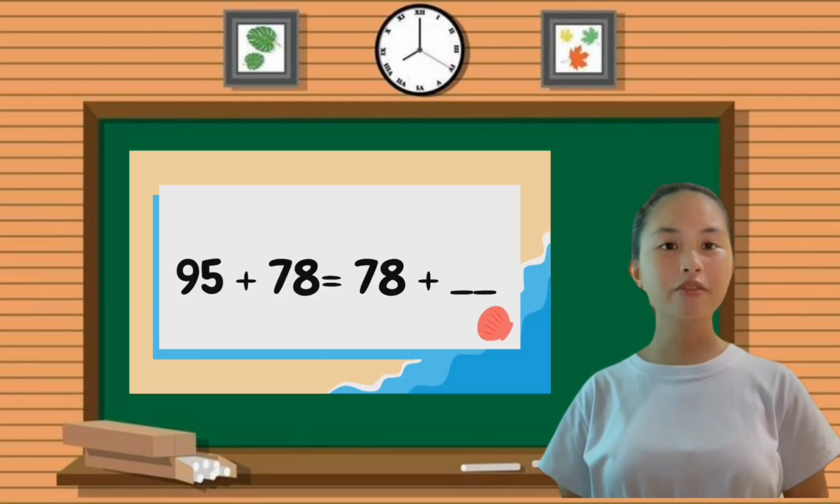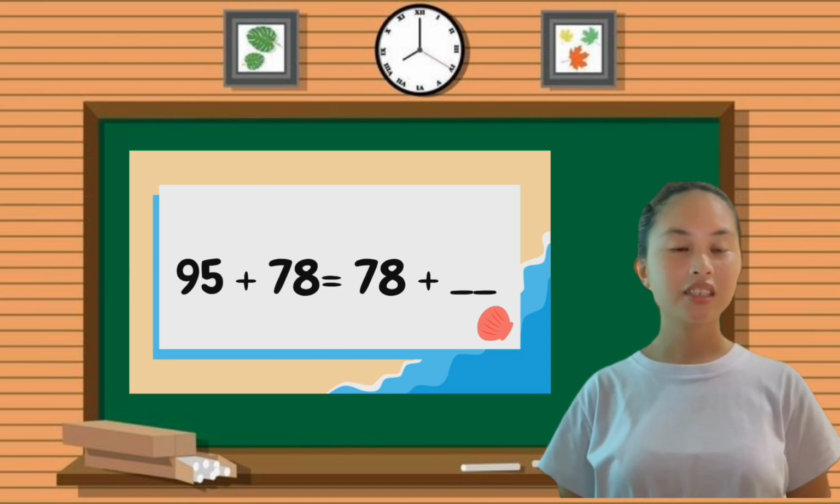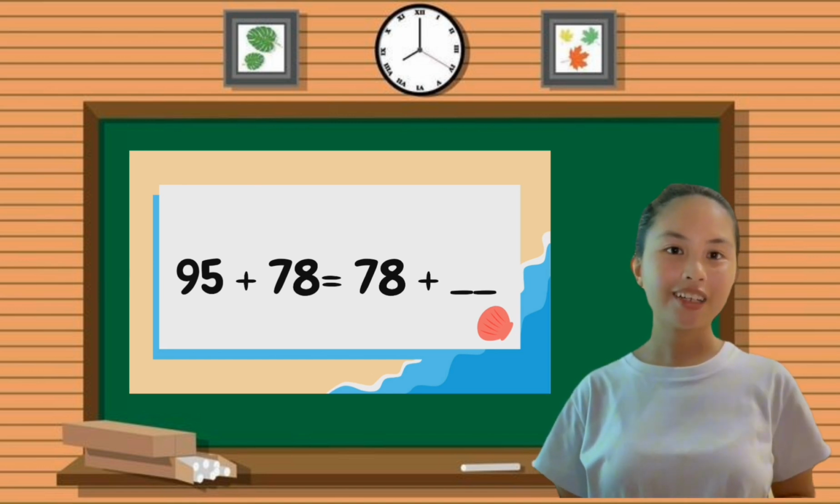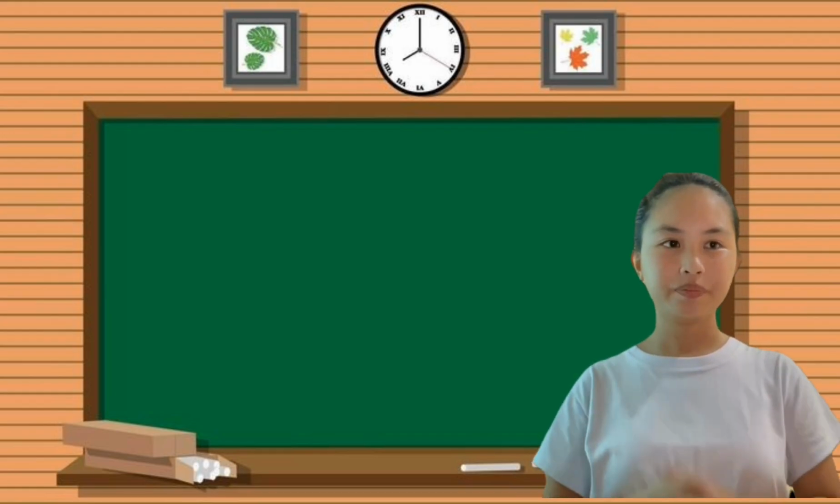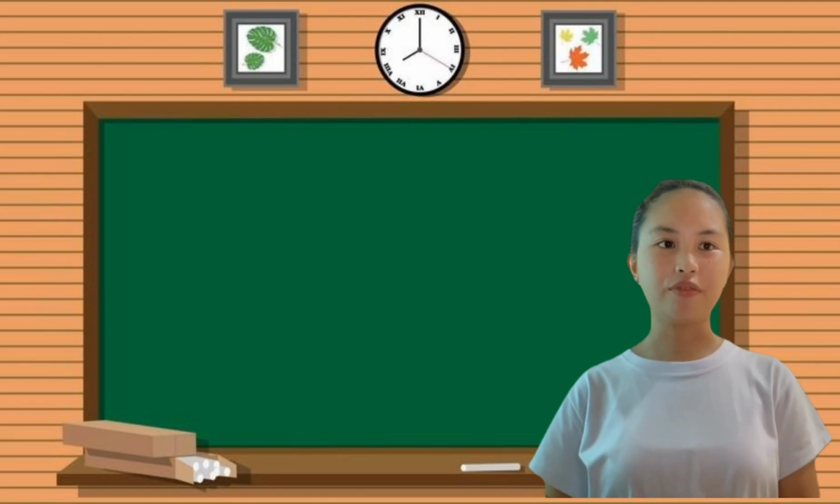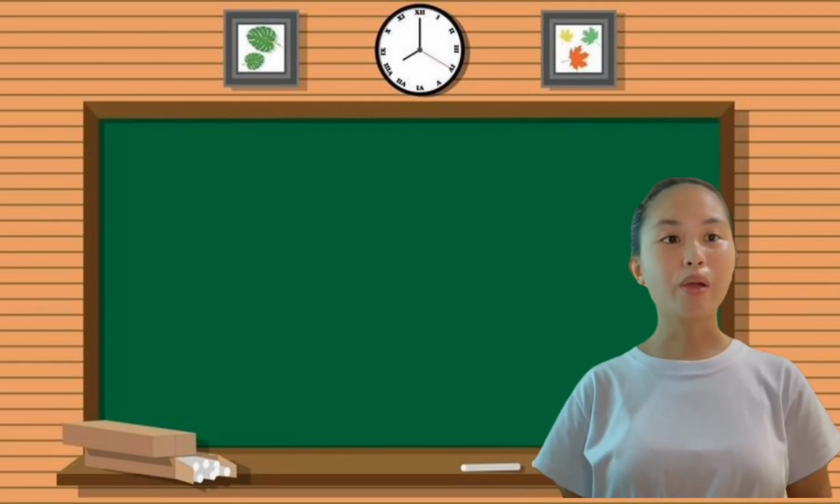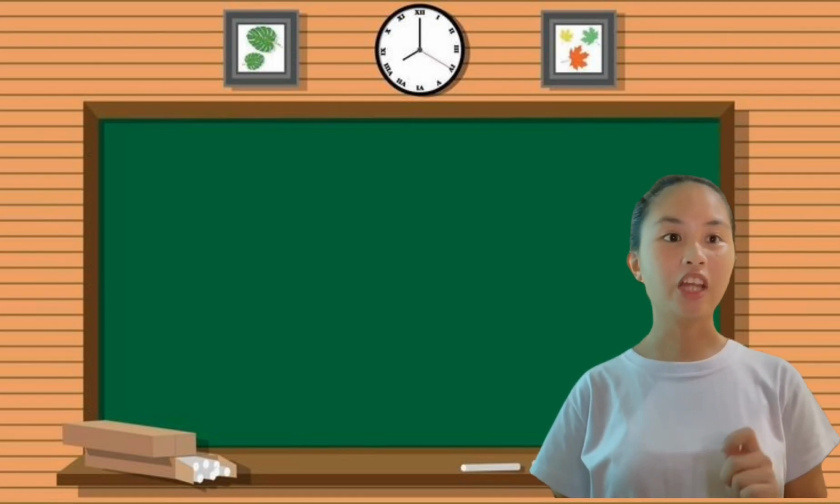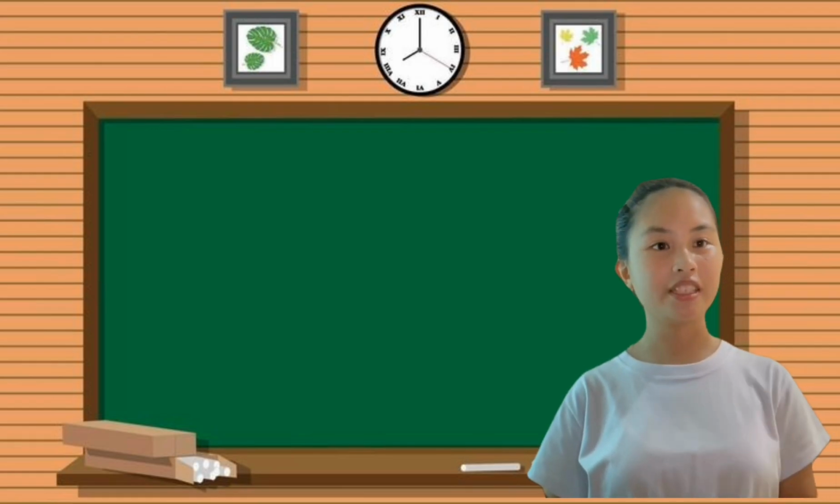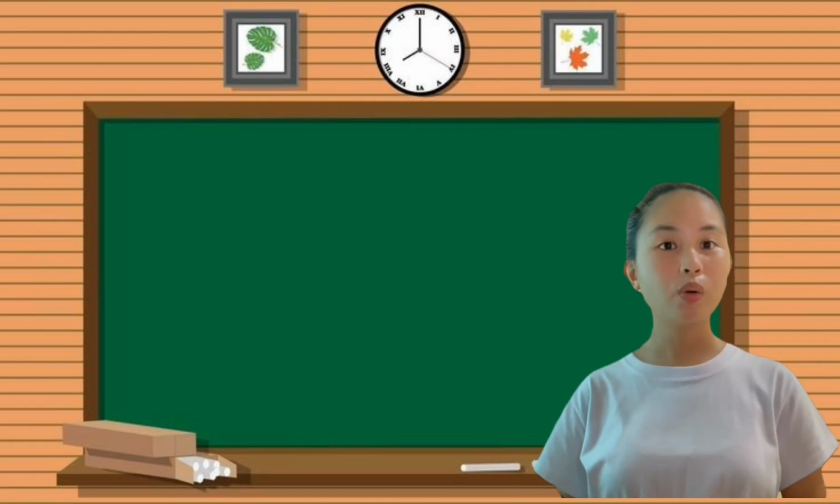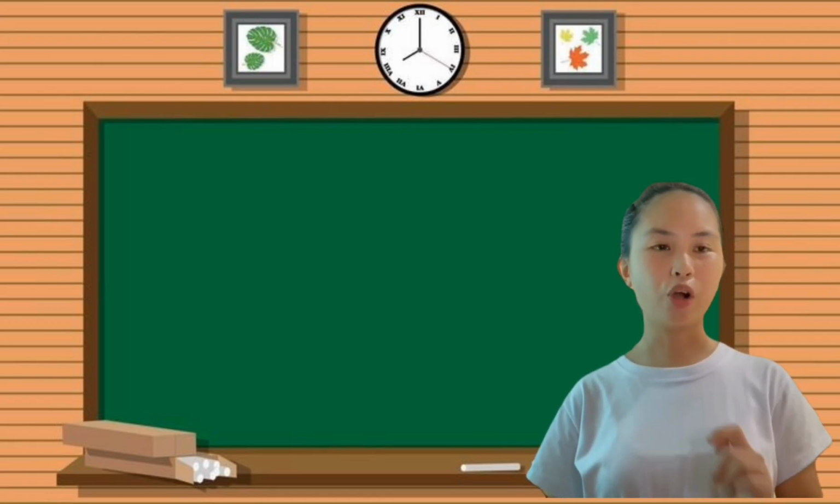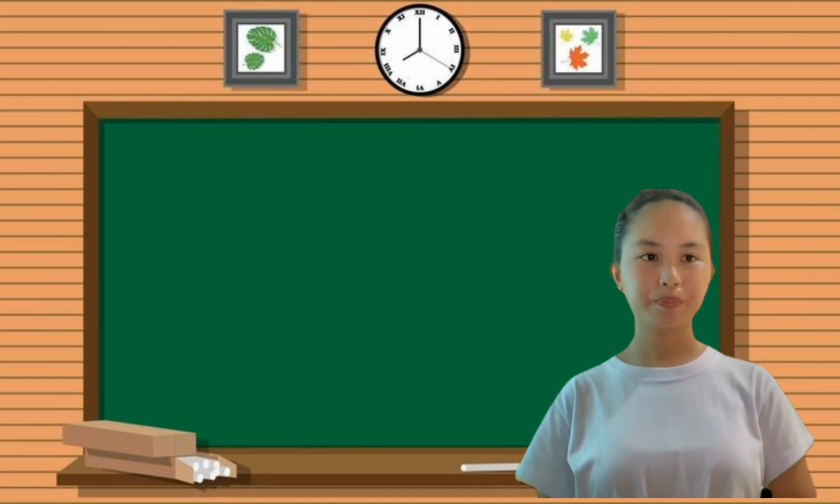So here, 95 plus 78 is equal to 78 plus... What is the answer on the blank? Raise your hands. Very good. The answer is 95. Always remember that it is not considered a number sentence if there is a missing number or symbol. If we add these two, they have the same answer, even though they are not in the same format. So, another example.